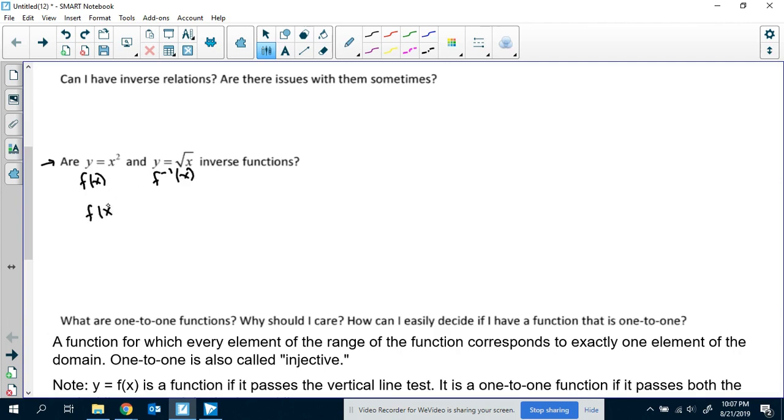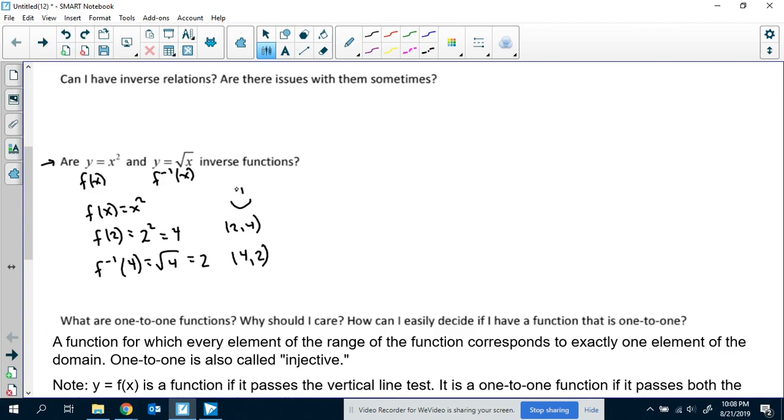So f of x is x squared. Let's say I take the value 2. So if I take f of 2, that's 2 squared, which is 4. Then on f inverse, if I substitute in 4, I have the square root of 4, which is 2. Notice that with 2 comma 4, f inverse took me from 4 back to 2.